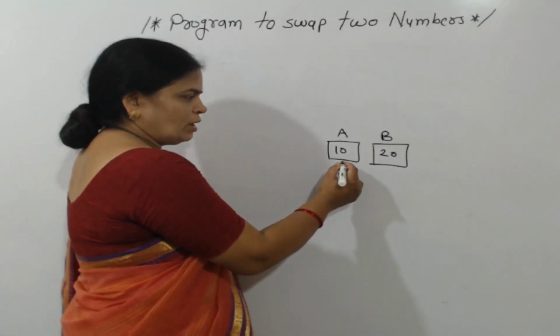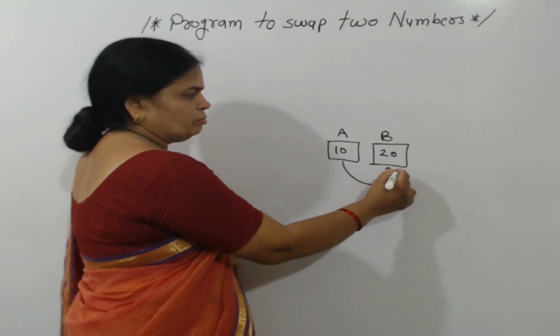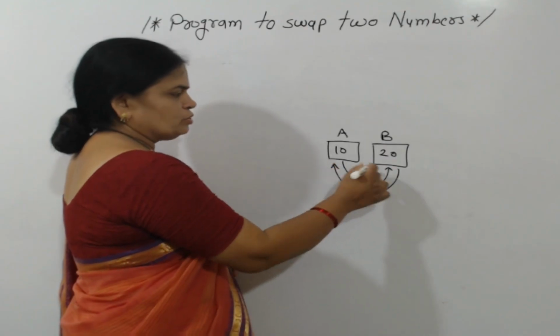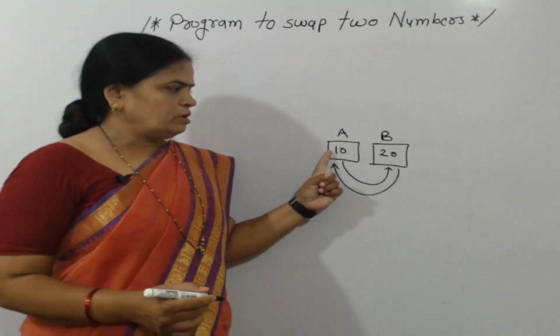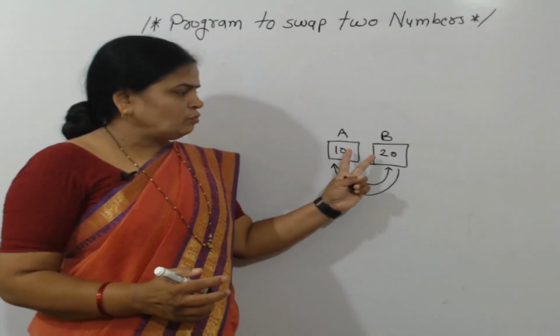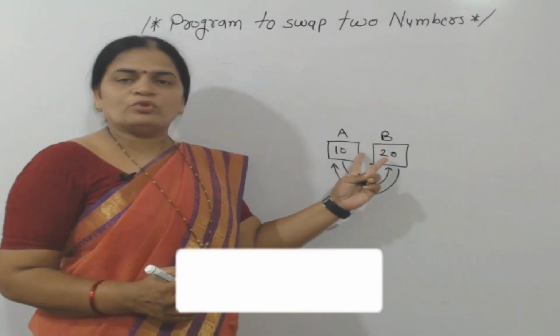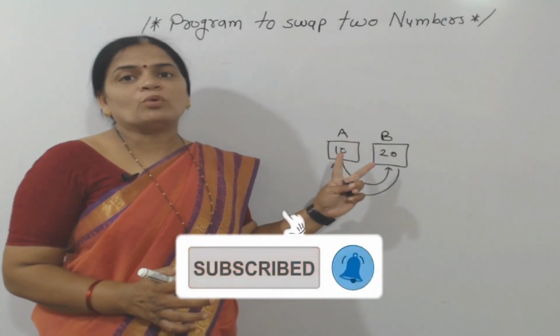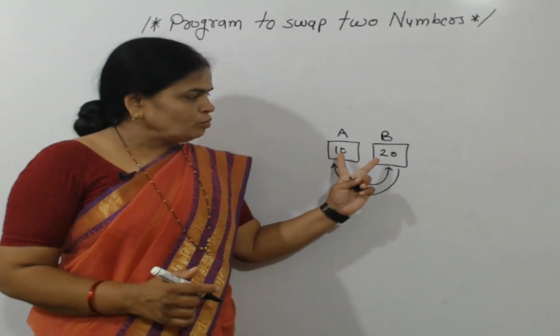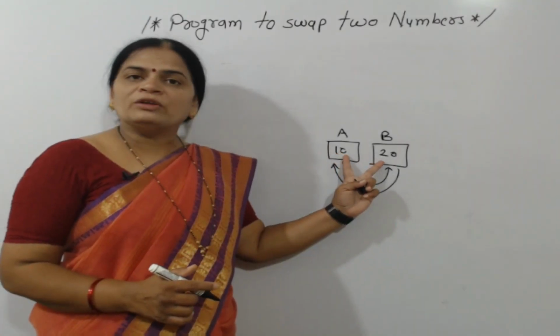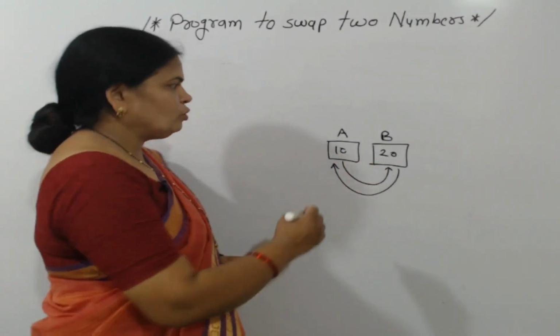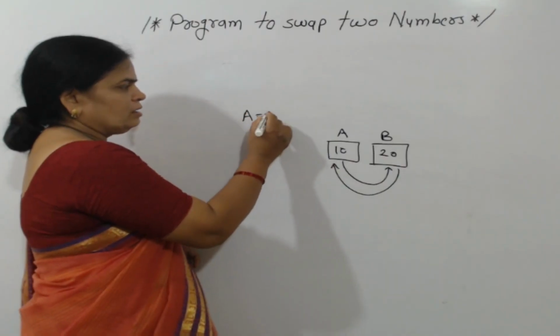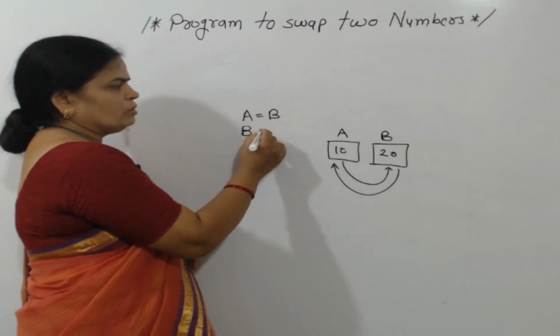That means the value 10 will have to be stored in B and B's value will have to be stored in variable A. So we want to interchange the values of A and B. For that we require a program. So how can we swap the two values? For swapping, if you write like this, A equals B and B equals A.